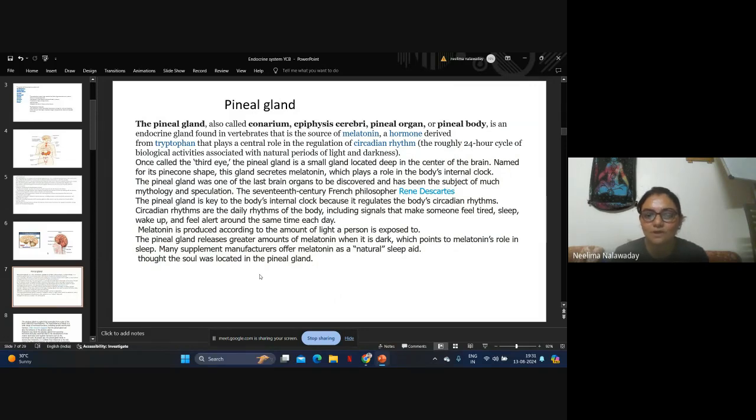Melatonin is an important hormone. It has control over our circadian rhythm, so our sleep cycle. Mainly, if we are sleeping on time, only then are we going to wake up at the right time. Otherwise, this sleep cycle always gets disturbed, and our sleep cycle is very much connected with our circadian rhythm. So, regulation of circadian rhythm: the 24-hour cycle of biological activities associated with natural periods of light and darkness.